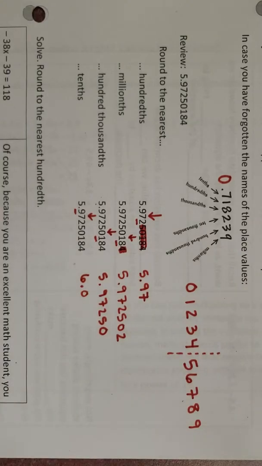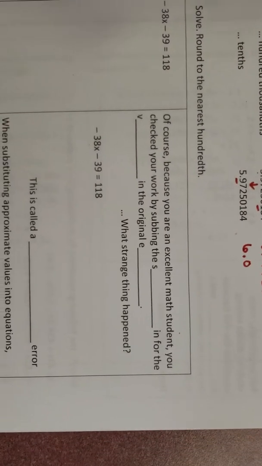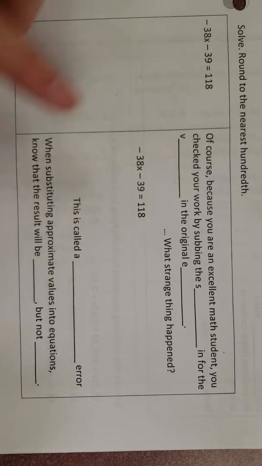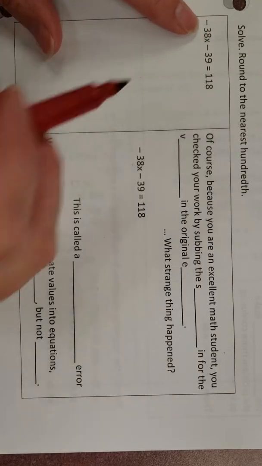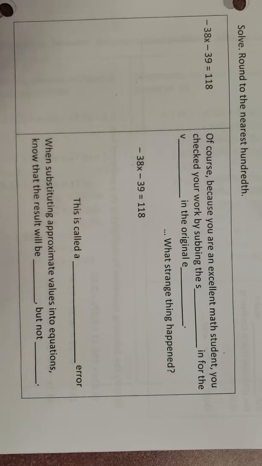Okay, great. So for our lesson, we are going to do the same exact thing that we've been doing, but we're going to have some messy solutions, and we'll need to know how to round appropriately so that we don't do all of that work to find the solution and then have an incorrect answer. Okay, so let's attempt this question here. Here I have negative 38x minus 39 equals 118. Give this a pause so that you can try this out yourself, and then start me up again and I'll talk you through it.